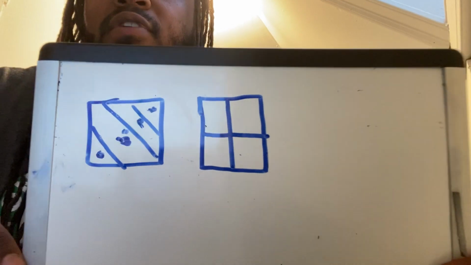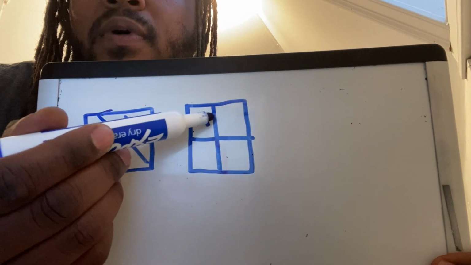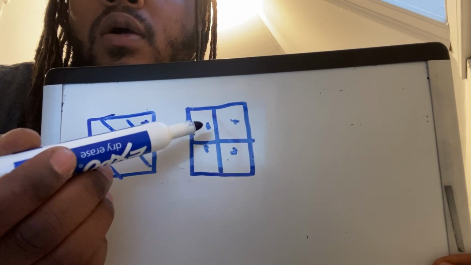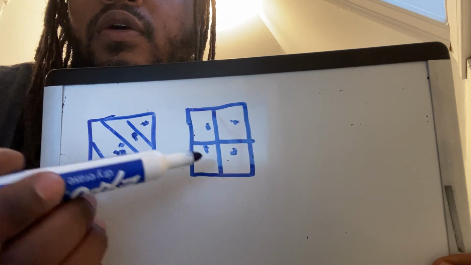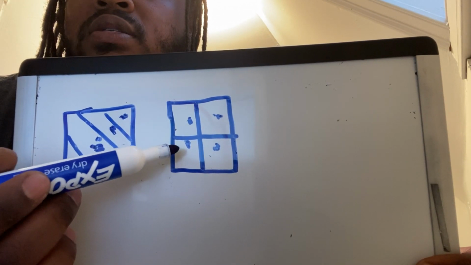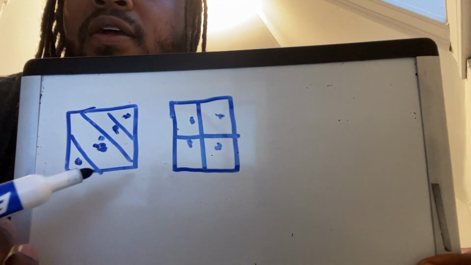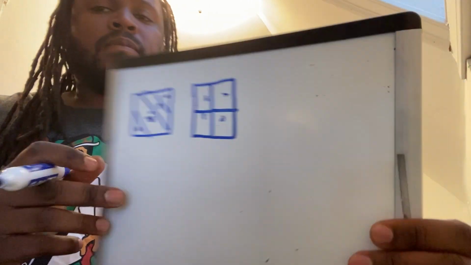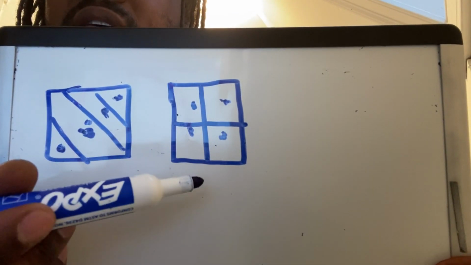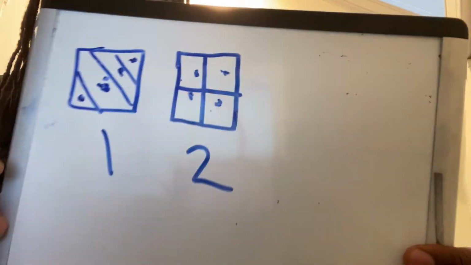But right here I have a square. Are all these parts the same? I have this part, this part, this part, this part. 1, 2, 3, 4 parts. Is this part the same as this part and this part and this part? Look closely. Yes.